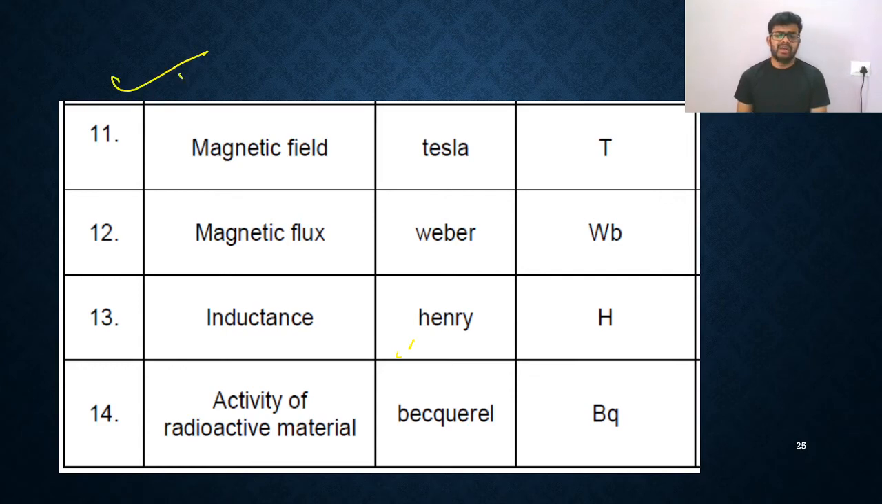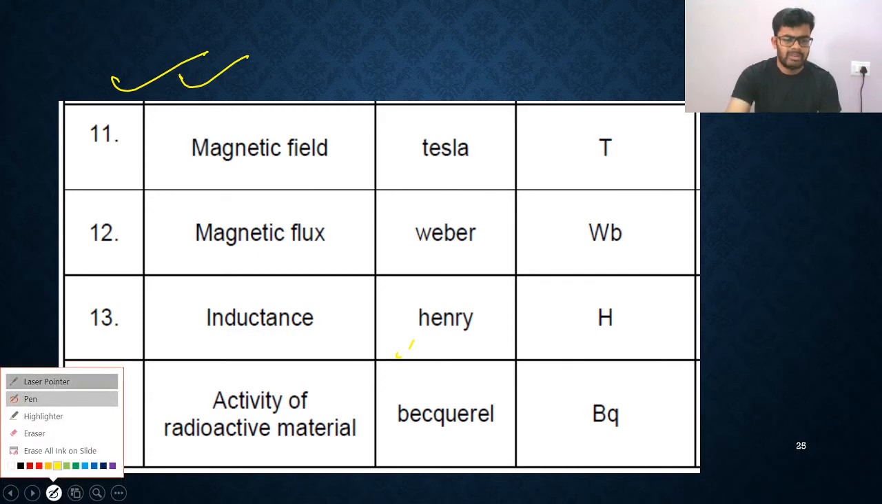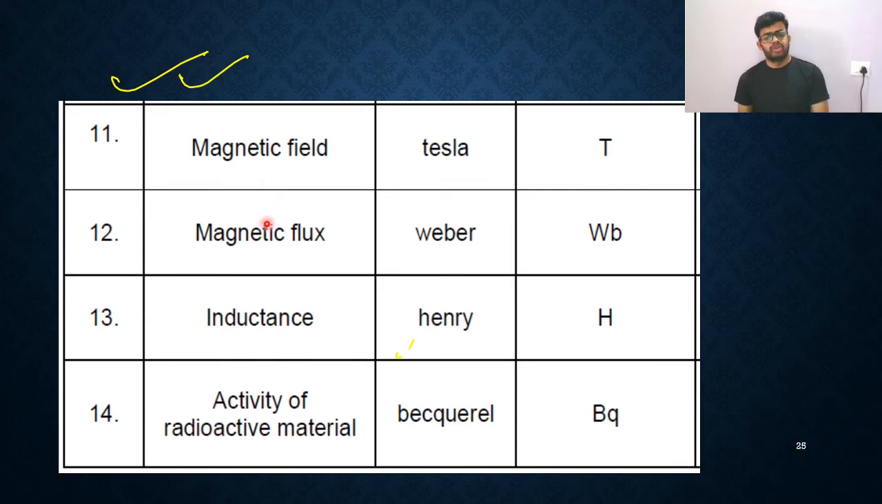So let us talk about magnetic flux. Its unit is Tesla, represented by capital T. No other option, you need to remember it. Sorry, magnetic field, not flux. Magnetic flux is Weber. Magnetic field is Tesla, capital T. Remember: magnetic field Tesla, magnetic flux Weber. WB is the symbol.